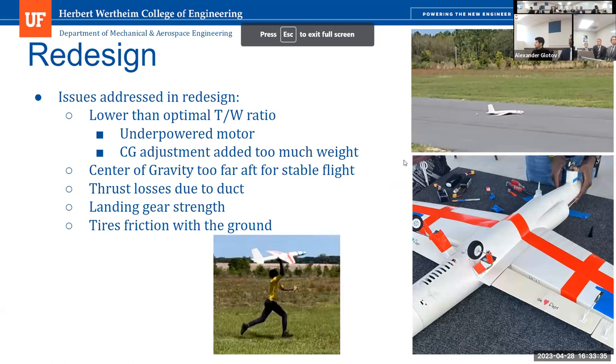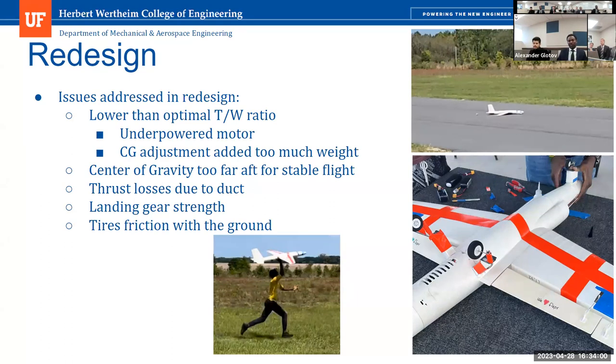So as Mark mentioned, we did find a few issues after that first test flight day. Mainly, we discovered that we had a lower than optimal thrust to weight ratio. This was because after trying to correct for the CG issue, we ended up adding too much weight to successfully fly. Furthermore, we discovered that we had optimized our motor too much and did not account for duct losses, as well as the additional weight that we ended up adding, which further lowered our thrust to weight ratio.